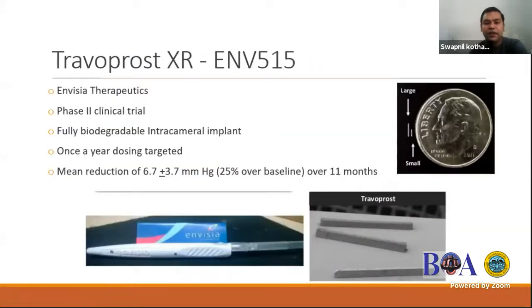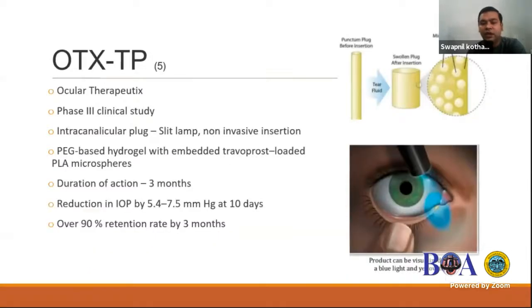Another one which is in the pipeline is travoprost XR, which is codenamed ENV515. Right now it is in the phase 2 clinical trial. The difference between this and iDose is that it's a fully biodegradable intracameral implant, and they are targeting 1 year dosing, while iDose as well as the bimatoprost implant Durysta are targeted at 6 monthly dosing, and it's showing a mean reduction of 6.7 millimeters of mercury.